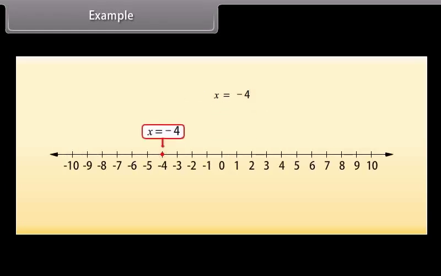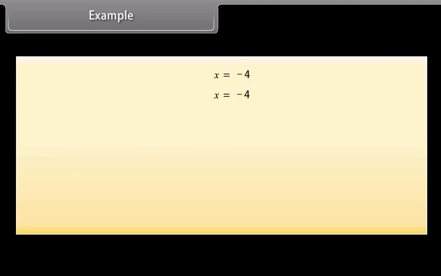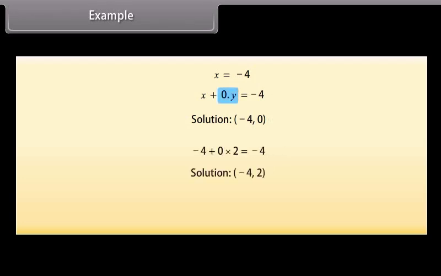Here it is. Now we know that x is equal to minus 4 can be written as x plus 0y is equal to minus 4. And this becomes a linear equation in 2 variables. So the equation reduces to x is equal to minus 4. So we get the first solution of the equation, that is (-4, 0). Since the value of y can be anything, the other solution of the equation is (-4, 2).